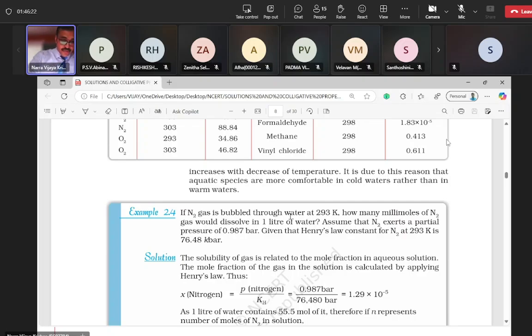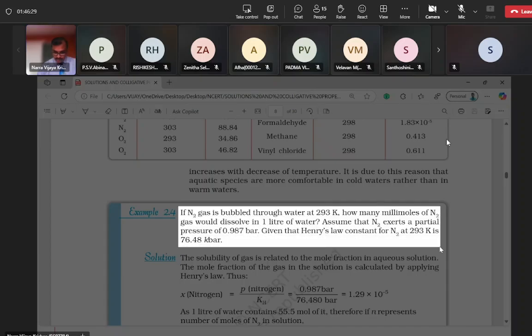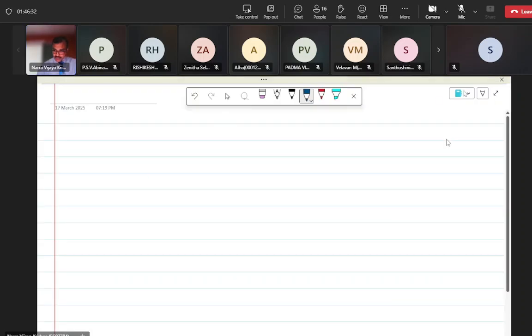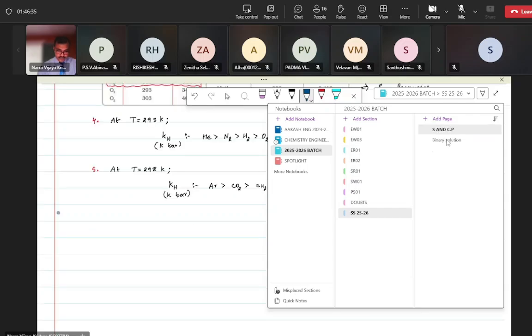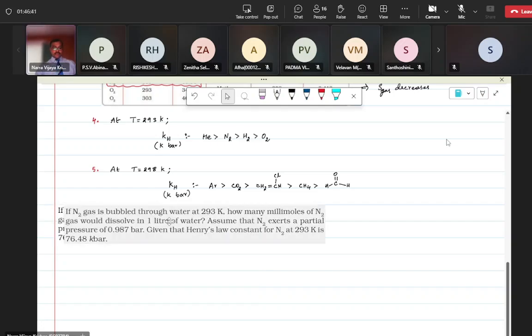So I am copying this formula. Question. Read the question carefully and solve. If N2 gas is bubbled through water at 293 Kelvin, how many millimoles of N2 gas were dissolved in 1 liter of water? Assume that N2 exerts a partial pressure of 0.9787 bar. Given that Henry's constant of N2 gas is 76.48.